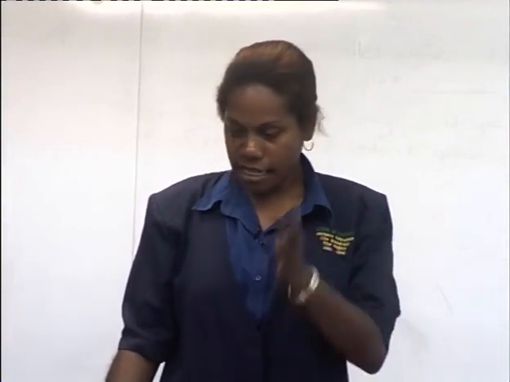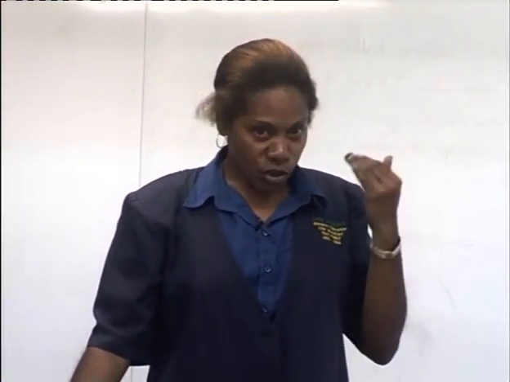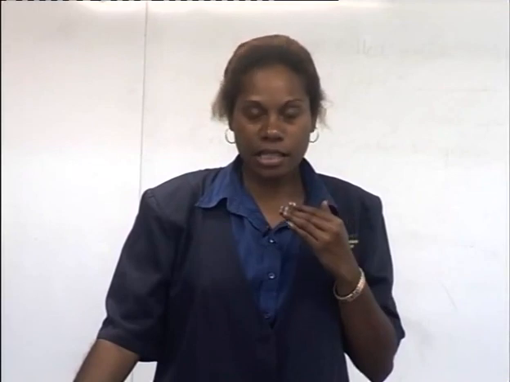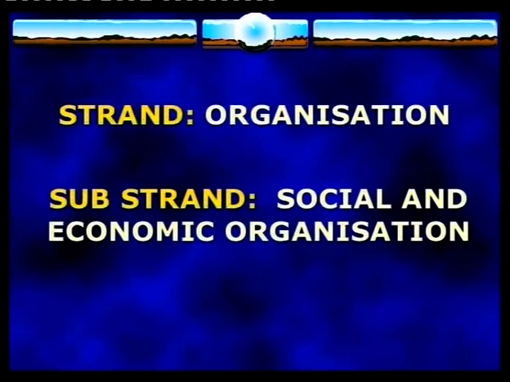Environment and resources, and you had the topics there to look at. Anyway, I'm going to just introduce this term's strand on organization. For this term, we're going to be looking at organization, and our substrand is social and economic organization. So class, if we just copy that one down, receiving students, the strand that we're going to be looking at is organization, substrand, social and economic organization.